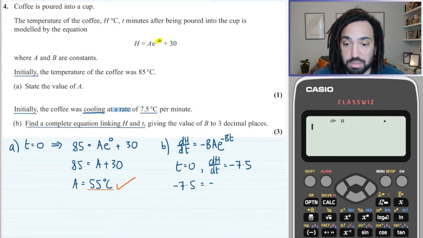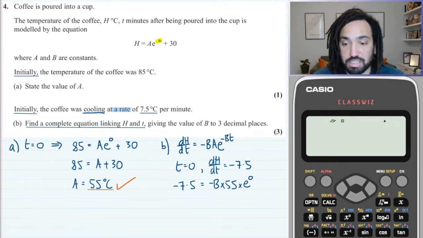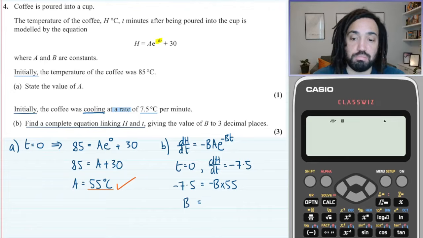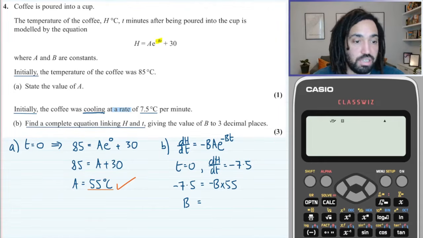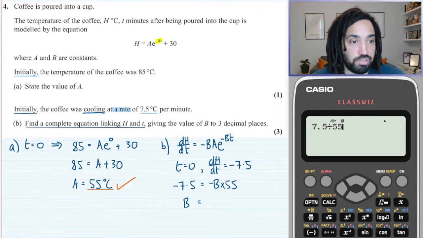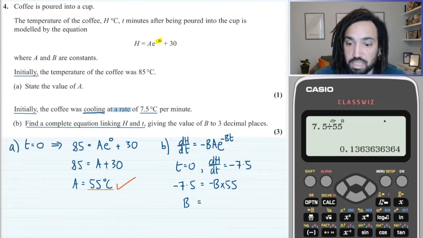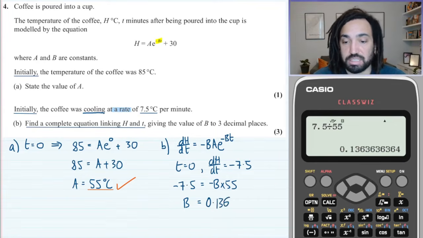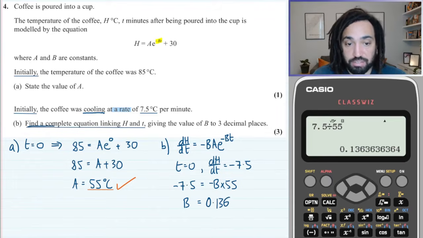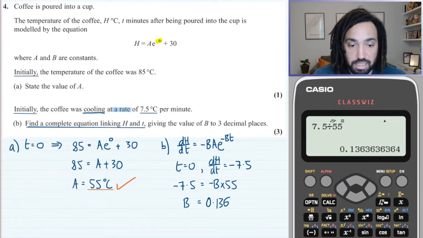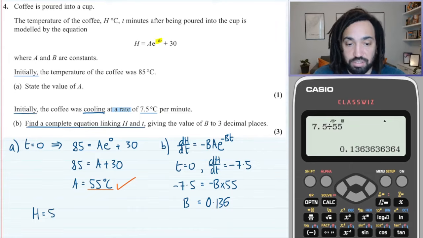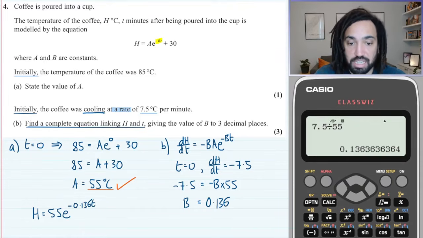And okay, so we can sub in now. So minus 7.5 is equal to minus b multiplied by a, which is 55, multiplied by e, and t is 0, so e to the 0 is just 1. So we can just get rid of that. So b is going to equal minus 7.5 divided by minus 55, which is of course the same as just 7.5 divided by 55. Which is 3 over 22, which we'll leave it like that. Actually we won't, because it does say to 3 decimal places. So we will write it as 0.136. Okay, and then it says again, find a complete equation linking h and t. So I have to write the equation out. So we'll write h is equal to 55 for a, e to the minus 0.136 t plus 30.